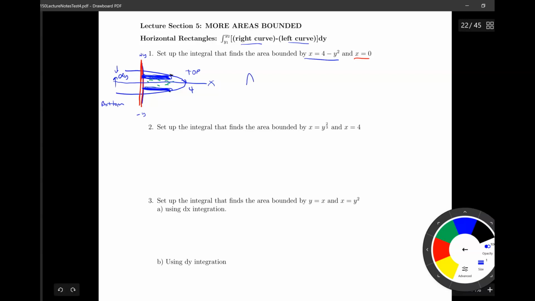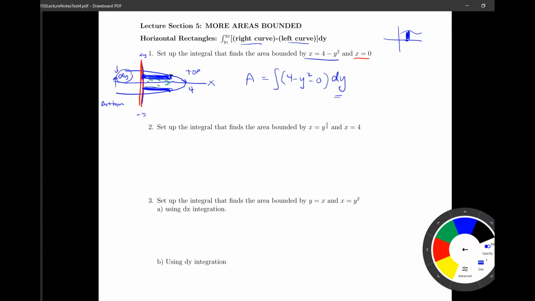So setting up the area, I'm going to encourage you, as soon as you see that you're using dy integration, that you put that in first. So integral of, you're going to have top minus bottom in here, and the thickness of the rectangle is dy. The top of the rectangle touches the function 4 minus y squared, and the bottom touches x equals 0. We could put it in there for effect, but we don't need to. It's just like before when we did area bounded and the rectangle touched the top function and the bottom was the x-axis. Now it's going to be touching the y-axis.